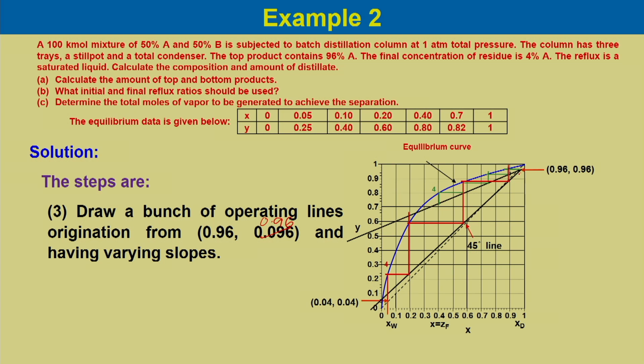So, the slope will be different, but the distillate composition remains the same. Since you are varying the reflux ratio, the slope of the operating line will change. So, you draw several operating lines starting from this point.